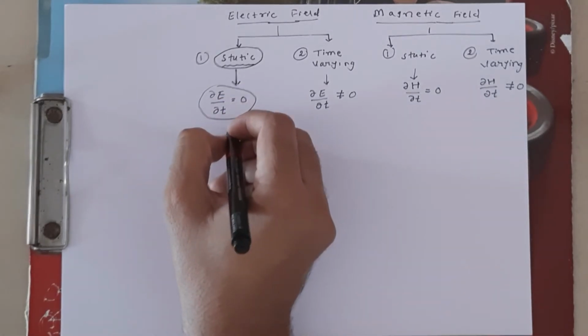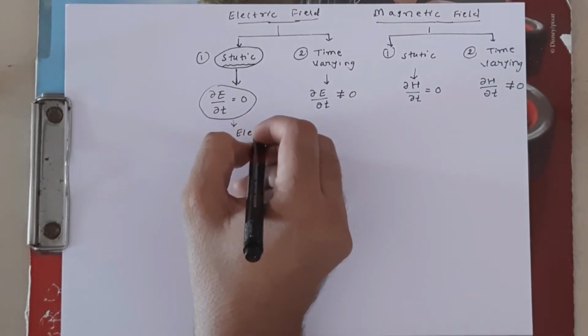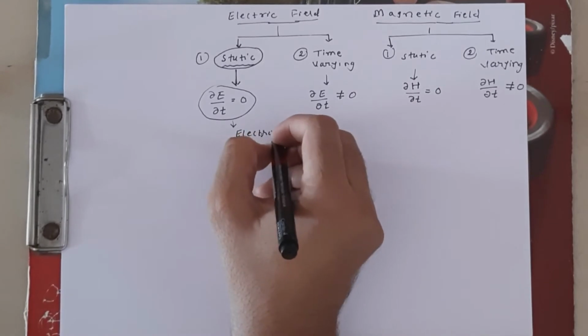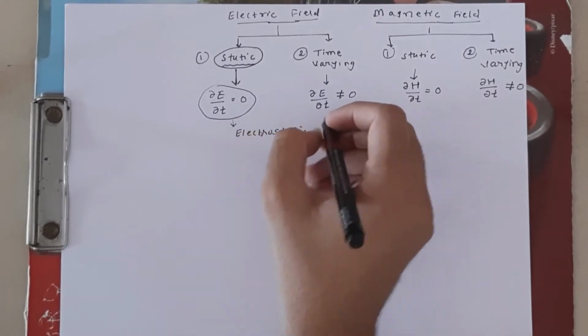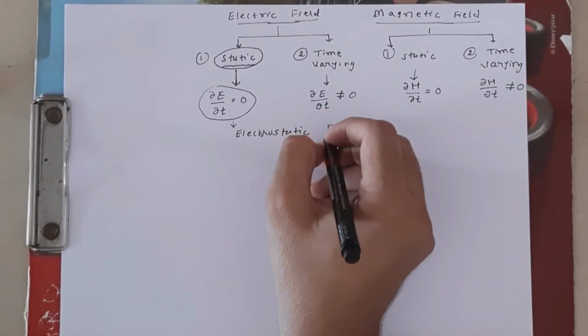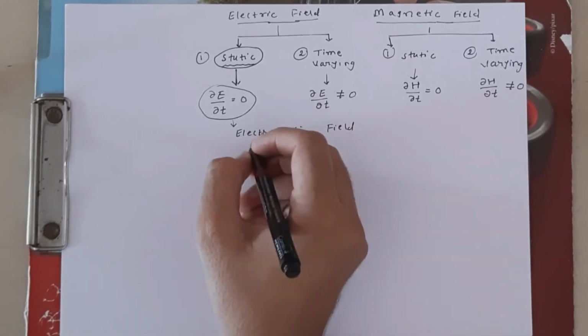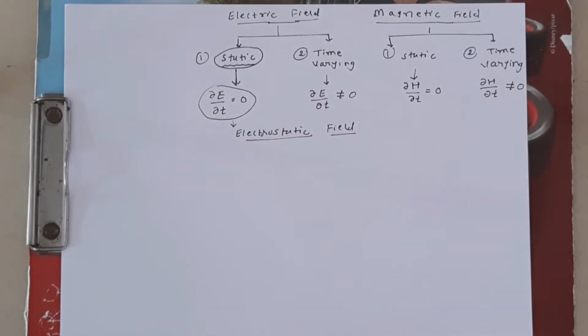So our chapter is electrostatic field. Electrostatic means it is a time independent field. Okay, so what are the sources of electric field?